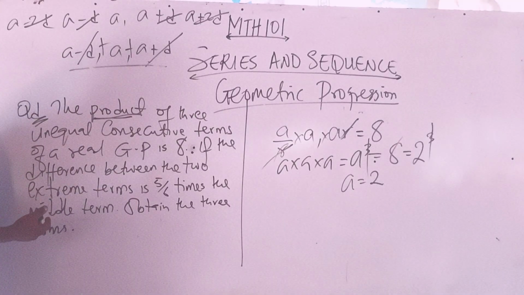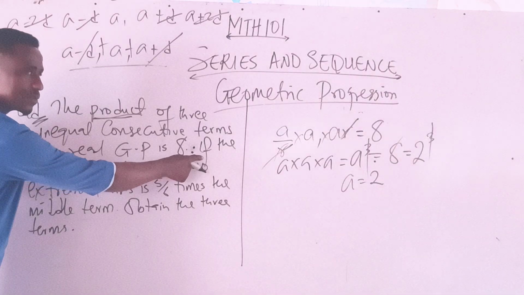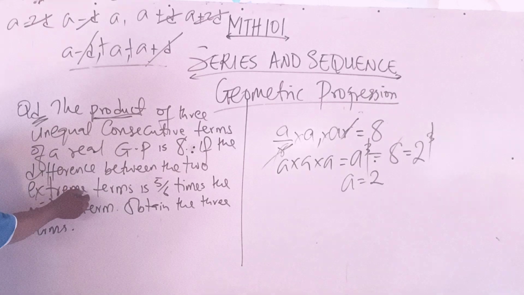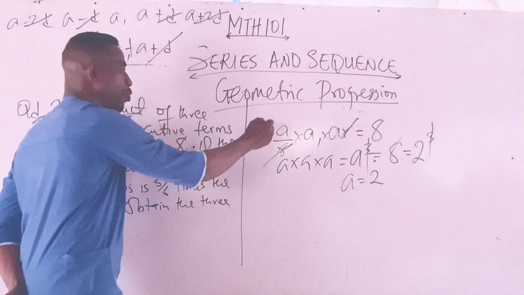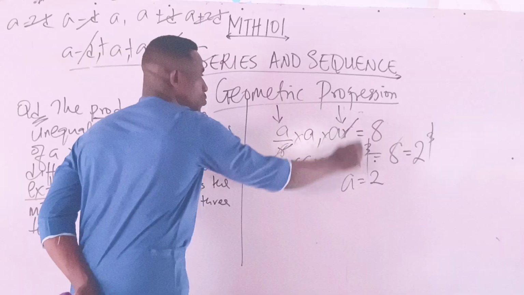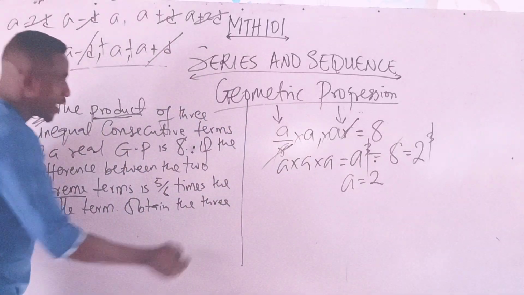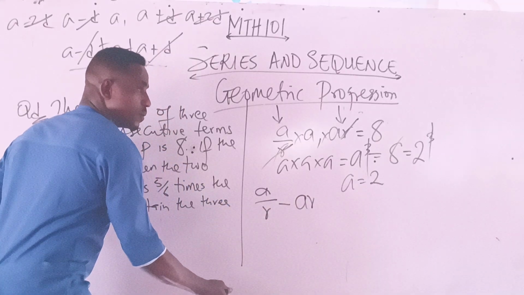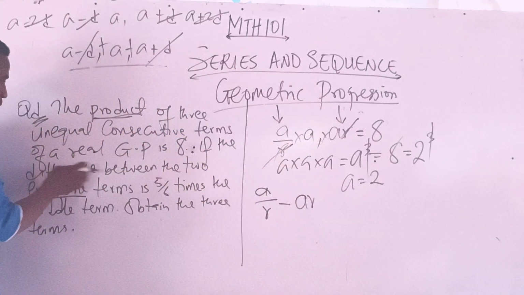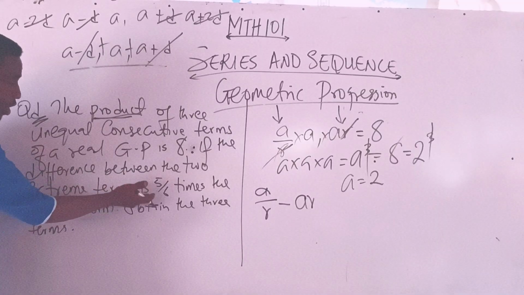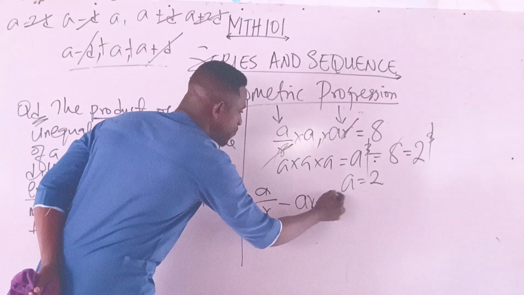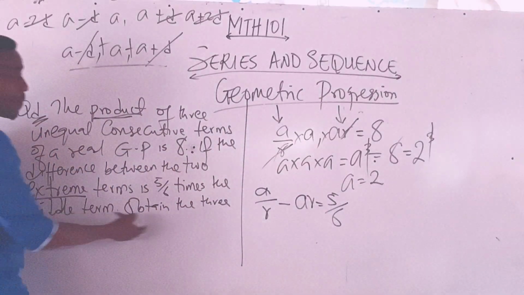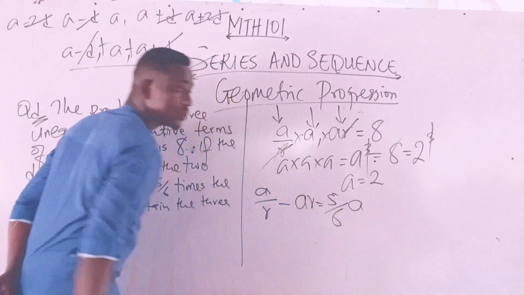So from this point now, you continue reading. If the difference between the two extreme terms, A over R minus AR, is equal to 5 over 6 times the middle term. What's the middle term? A.